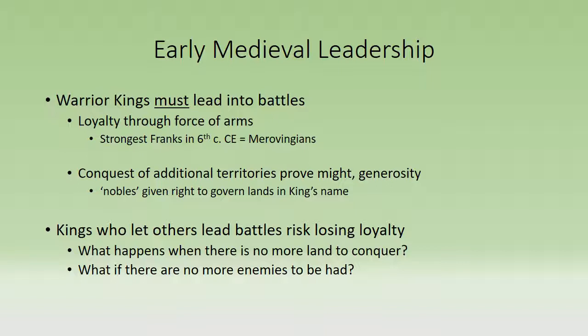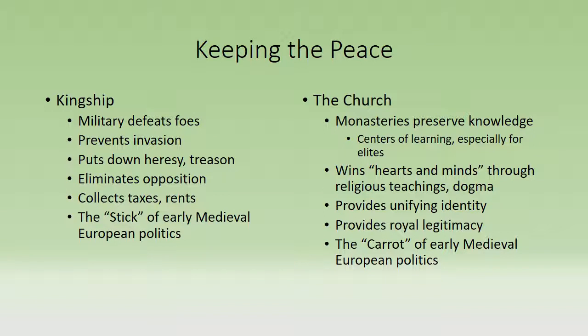So what happens when there is no more land to conquer? What happens when there are no more enemies to be had? Well, it's an interesting question for the Merovingians. The Merovingians set up what becomes a kind of model relationship with the church. The church is the last vestige, and actually pretty close vestige, to Roman rule. And so being close to the church affords you a level of legitimacy that others may lack, and also gives you that sense of continuity with the Roman past.